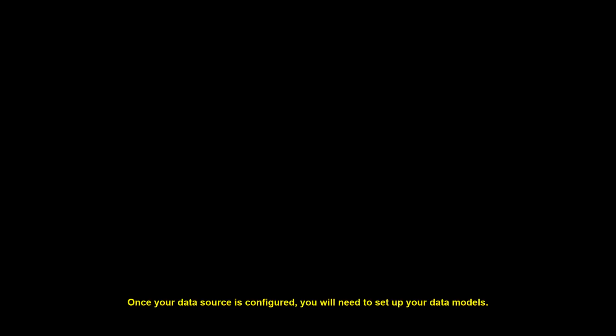Once your data source is configured, you will need to set up your data models. Navigate to the Data Models section in the Setup menu. Click on Create New Data Model to start the process. Define the schema for your data model by labeling fields accurately. Once done, save and publish your data model.